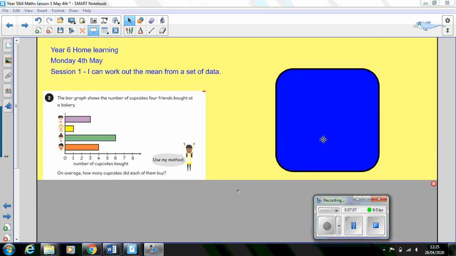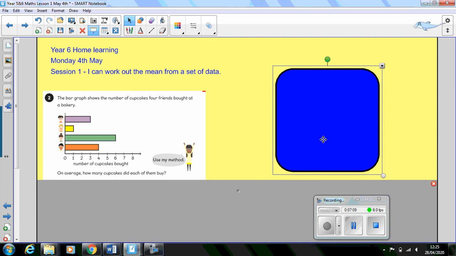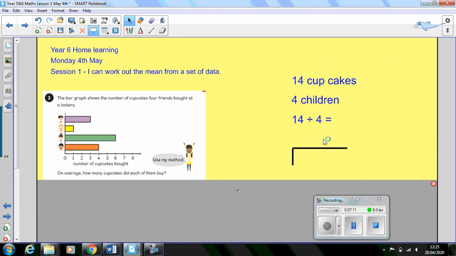So I'm just going to go through now how we can work this out. Now, if I just take away the blue box here, we know that we've got 14 cupcakes in total, 4 children here. So we divide the 14 cupcakes by the 4 children. I'm going to do a quick reminder of this because it won't be a whole number as the answer. And once again, I'm just going to take the pens here and have a go at reminding you about the short division strategy. So 4 on this side of the bus stop.